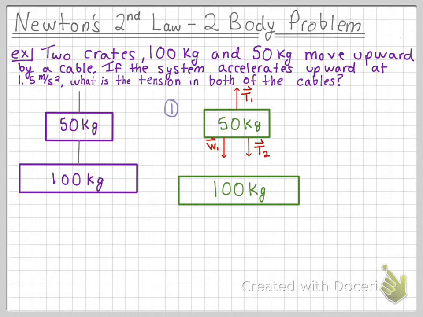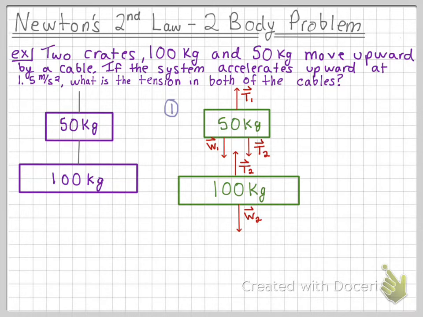Now let's look at the forces acting on the 100 kilogram block. We know that there is an upward tension force, and the tension from the middle rope we call tension 2, and there is also a weight force acting down because of the 100 kilogram block's mass. We will call this force weight 2.